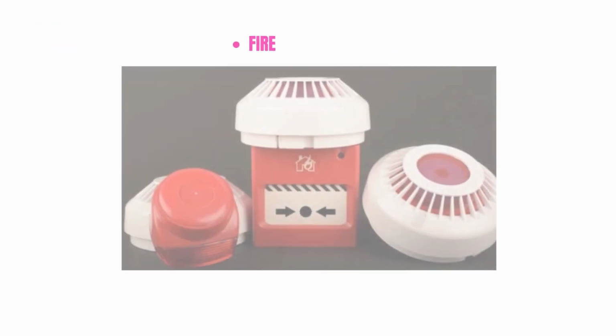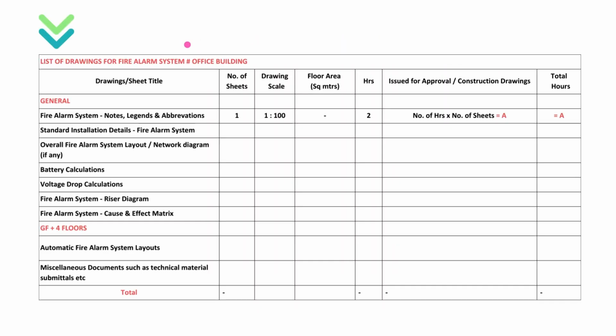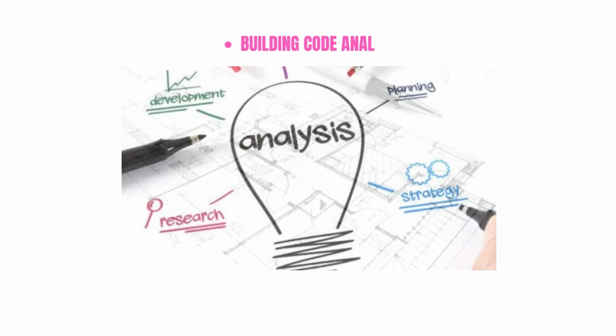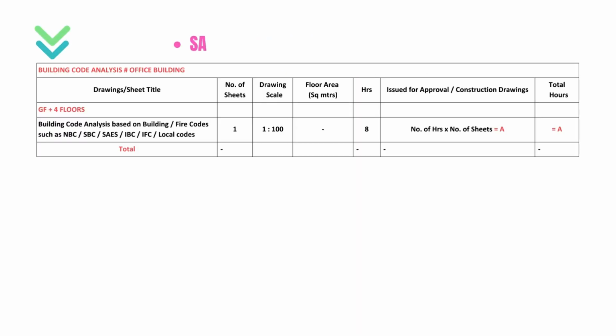The fire alarm system sample format is shown on your screen. So these are the minimum documents required. Then we will be moving forward with the building code analysis. We need to calculate how many hours are required for this particular BCA.